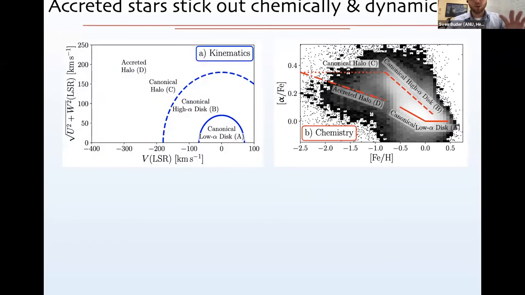So this is the chemistry, but also dynamically these stars stick out. And typically this has been done with a Toomre diagram. So you plot the azimuthal velocity versus the other two velocity components with respect to the sun and the local standard of rest. So 0, 0 are stars that move like the thin disk. And as orbits get hotter and hotter, you see that these stars tend to go further away from zero and typically are going, especially for the accreted halo stars, to very negative azimuthal velocities with respect to the local standard of rest, which means almost no prograde rotation.